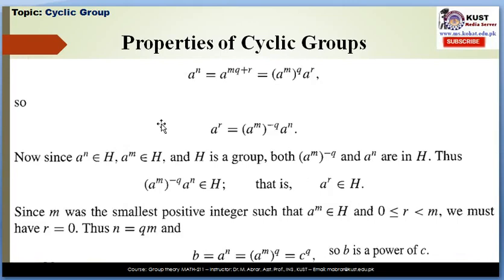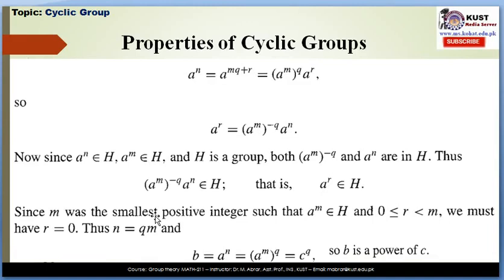So if we replace this n by mq plus r, you see finally we are able to write a^r equal to this. So we see that a^n comes from H, a^m also comes from H, and H was a subgroup, so by the subgroup test these two elements are in H, and consequently this a^r belongs to H.